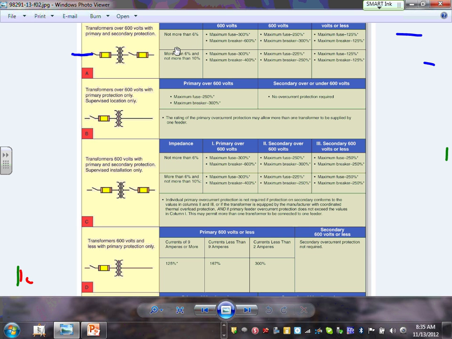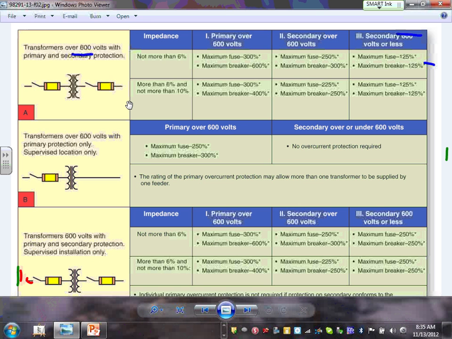Does this ring a bell to you guys? This is 450.3a and 3b. What they did here in this sheet that you have in your book, they summarized table 450.3a and b. I know, Darren, we used it last quarter. This is how we size a fuse or circuit breaker for the primary and the secondary.